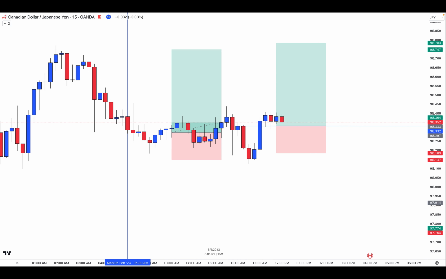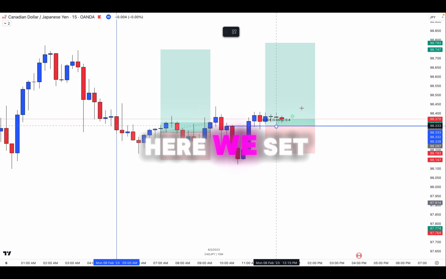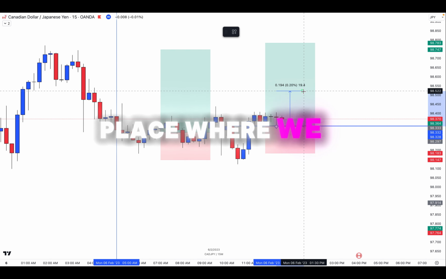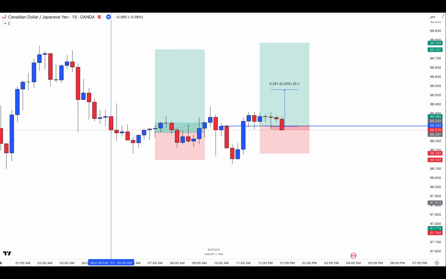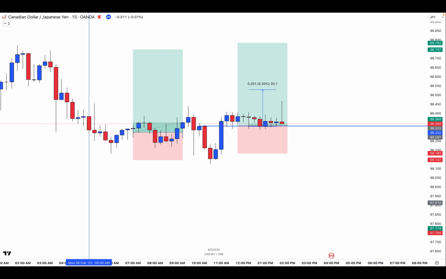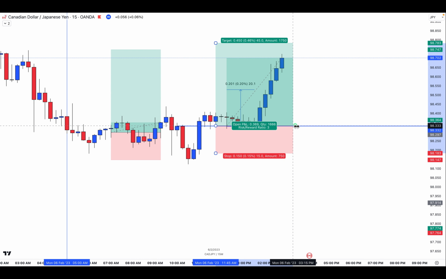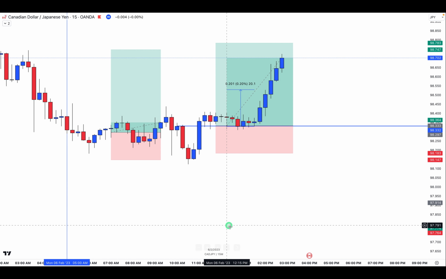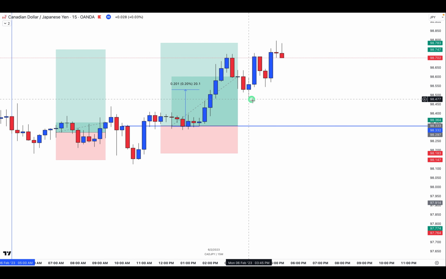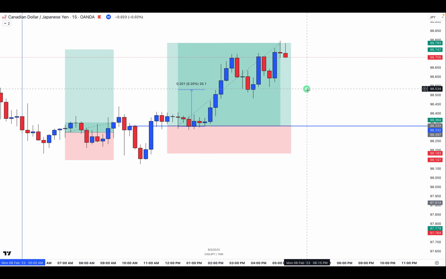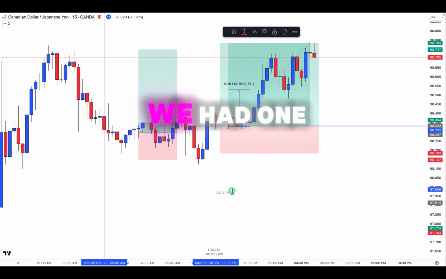Let's see here. You can see here price lets us in. It triggers us in here. We set our break even at 20 pips. Let's see. There, so here we'll be going break even. You can see here the price was actually fast. It just shot up. Let's see. Yeah, so from there you can see it hits take profit. So from this day, we would have made 2R since we had 1 loss.